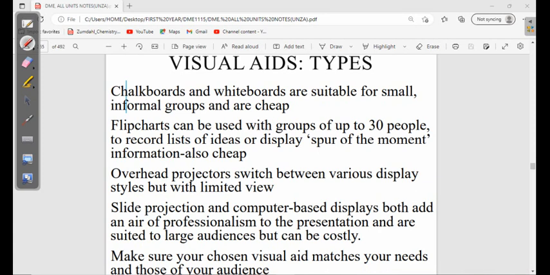So let's look at the types of visual aids. So we've got chalkboards and whiteboards. Now these are used for small groups. Chalkboards, as you know, or even whiteboards, you can't use them for a lot of people because those who might be very far might not be able to see what you've written, and they are used mostly for informal groups.